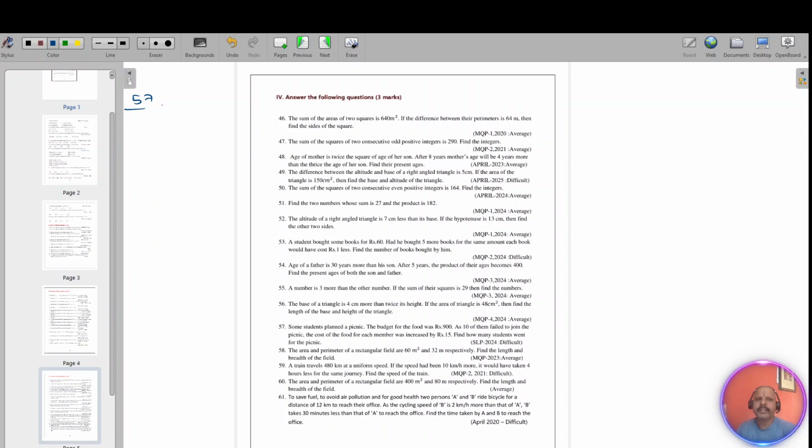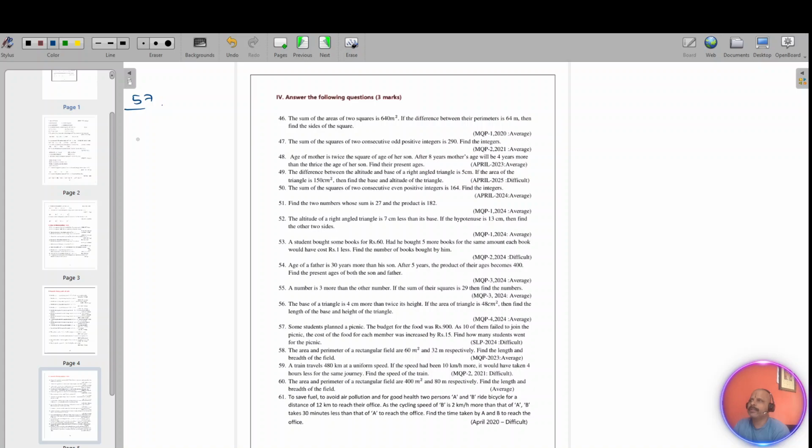And what is given? 10 of them failed to join the picnic. Means when it was planned, everybody said yes. When the execution came, 10 students failed to join the picnic. Then cost for each of the students will definitely increase, right? How much did it increase? 15 rupees. Find how many students went for the picnic.